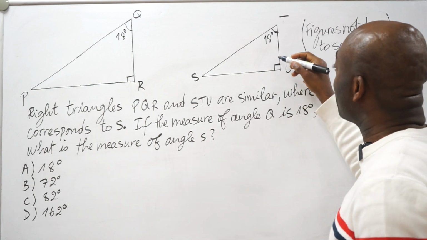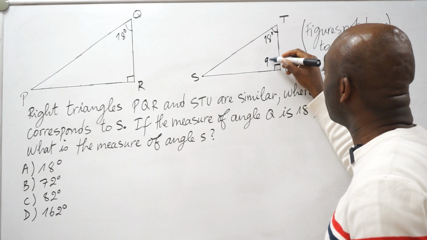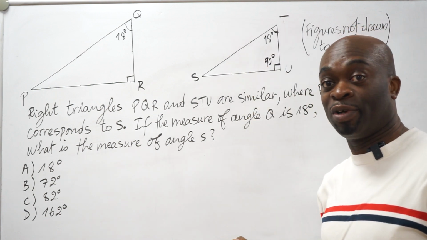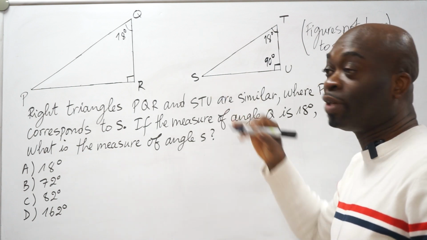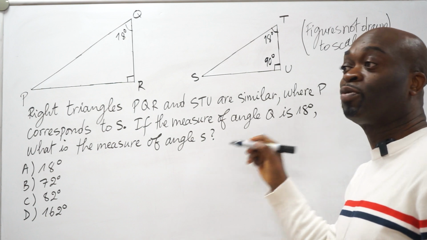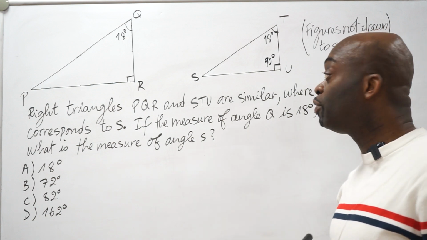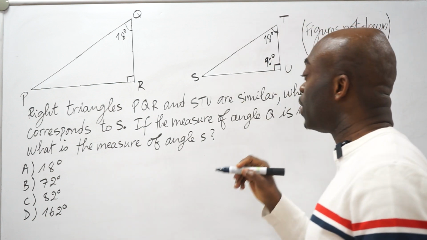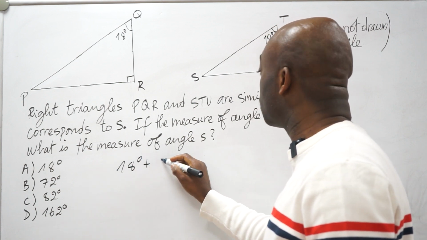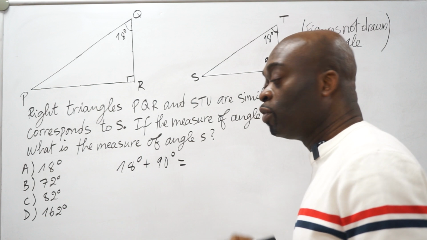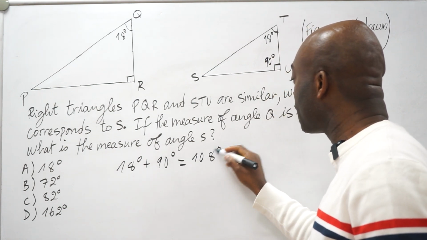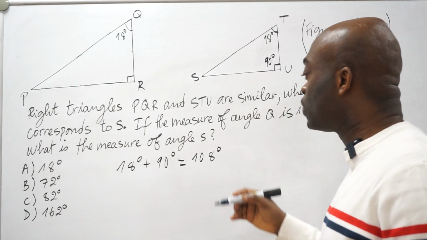We already know that the right angle here is going to be 90 degrees. So if the total is going to be 180 degrees, what does that mean? To get the angle S, what do we have to do? We just have to add these two and subtract from 180 degrees, correct? So if we add these two angles here, 18 plus 90 degrees gives us what? That gives us 108 degrees, right? 108 degrees. So what do we have to do then?